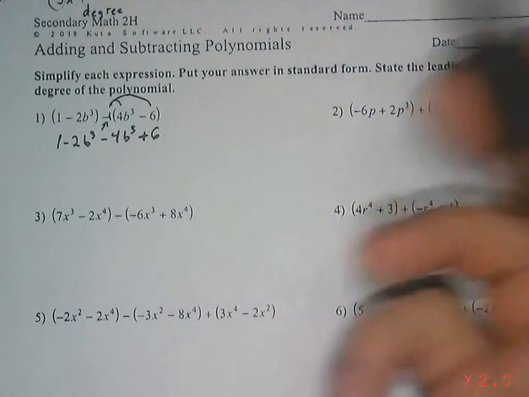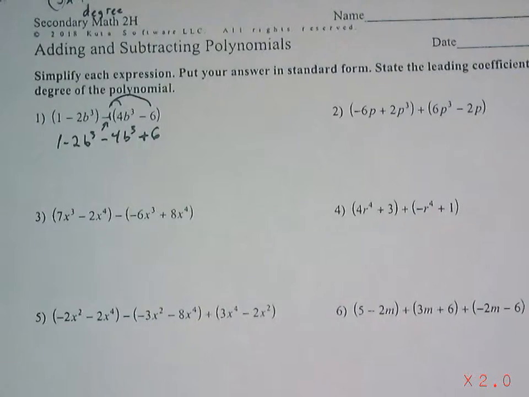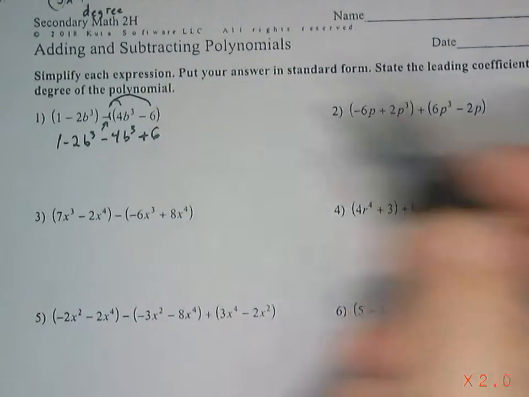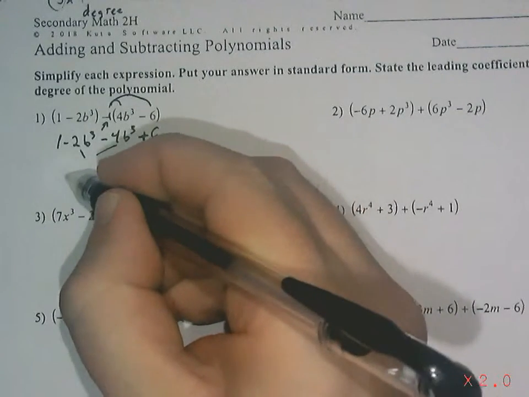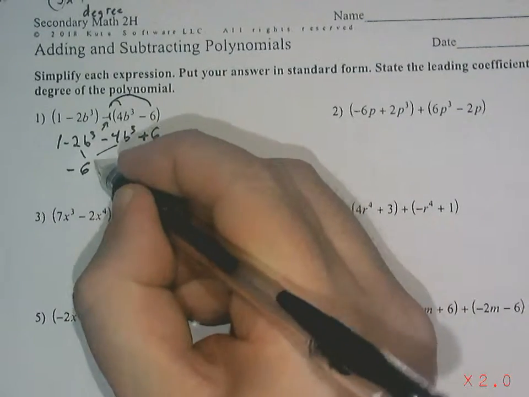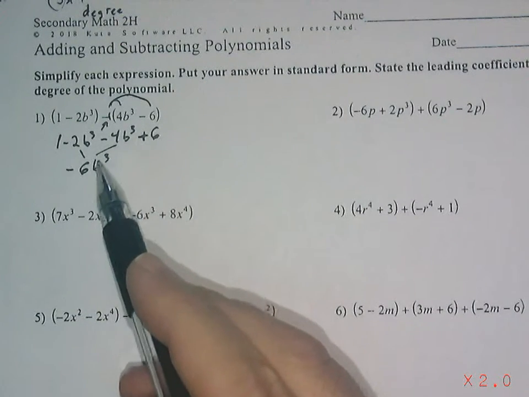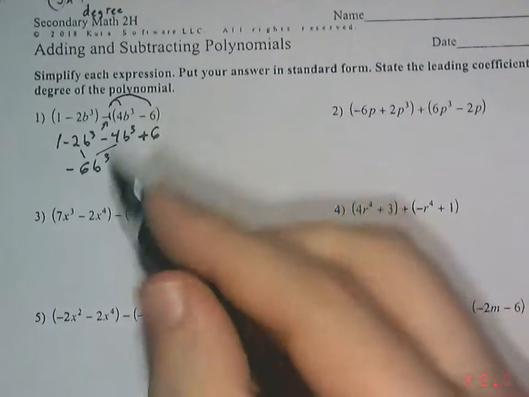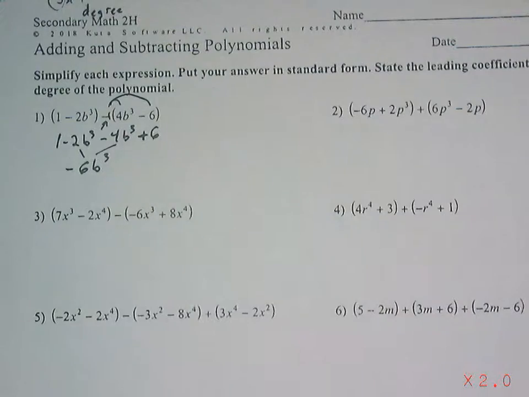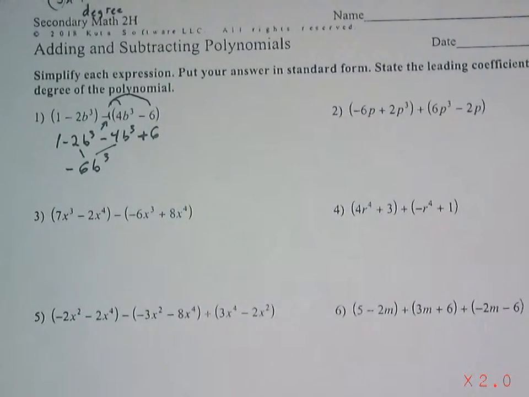So if I look, I've got -2b to the third and -4b to the third. They have the same variable. They have the same exponent. They're like terms. I can combine them. And when I combine them, -2 plus -4 is a -6. So -6b to the third. You just add the coefficients. The exponent will stay the same. Does not change at all. The only thing that is happening is you are combining the coefficients. Okay? The only way to change exponents is to multiply, which we will get to later.